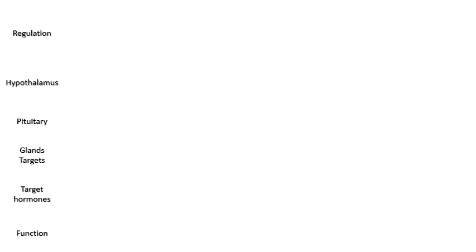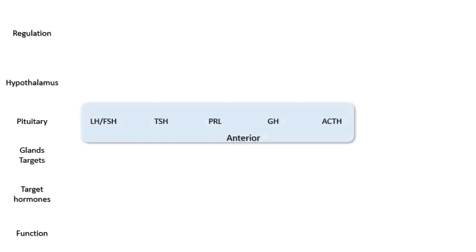In this slide, I will summarize the pituitary function, and these are the important anterior pituitary hormones: luteinizing hormone and follicle-stimulating hormone, which represent the gonadotrophin hormones, thyroid-stimulating hormone, prolactin, growth hormone, and ACTH, the adrenocorticotropic hormone. All these hormones are secreted from the anterior pituitary gland, while arginine vasopressin and oxytocin are released from the posterior pituitary gland, or neurohypophysis.